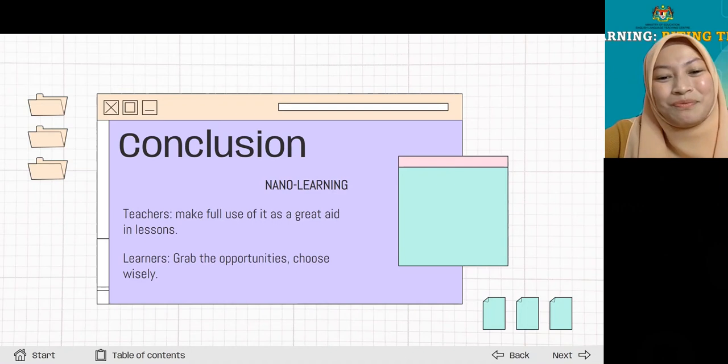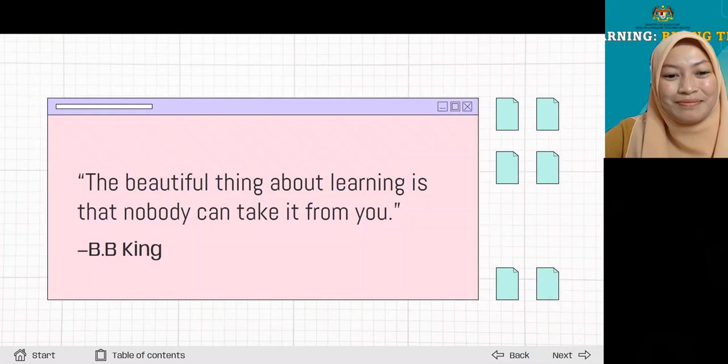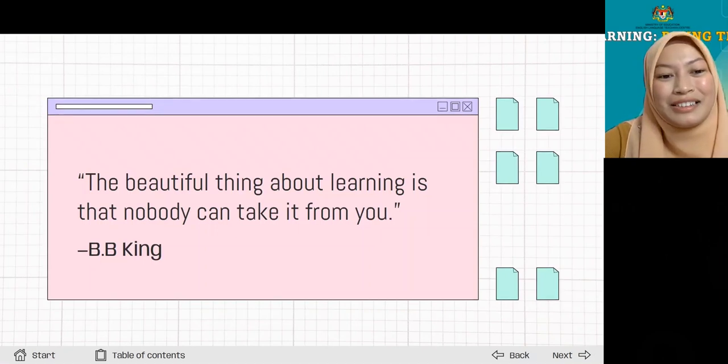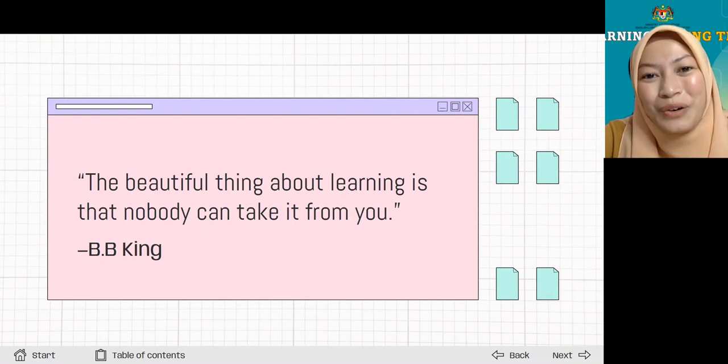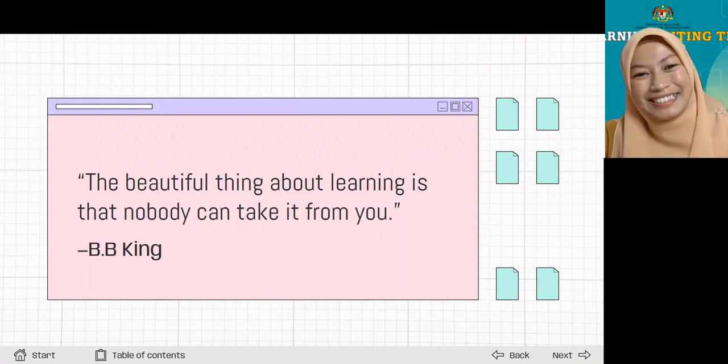Okay. So before I end my sharing, let's look at the quote by B.B. King. The beautiful thing about learning is that nobody can take it from you. Okay, thank you.